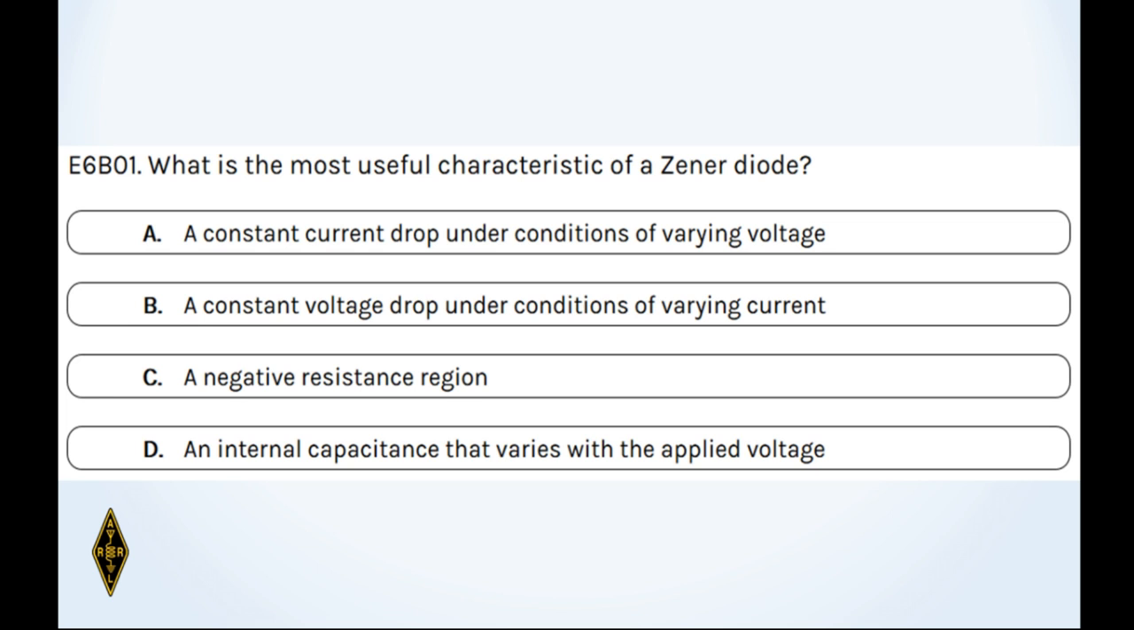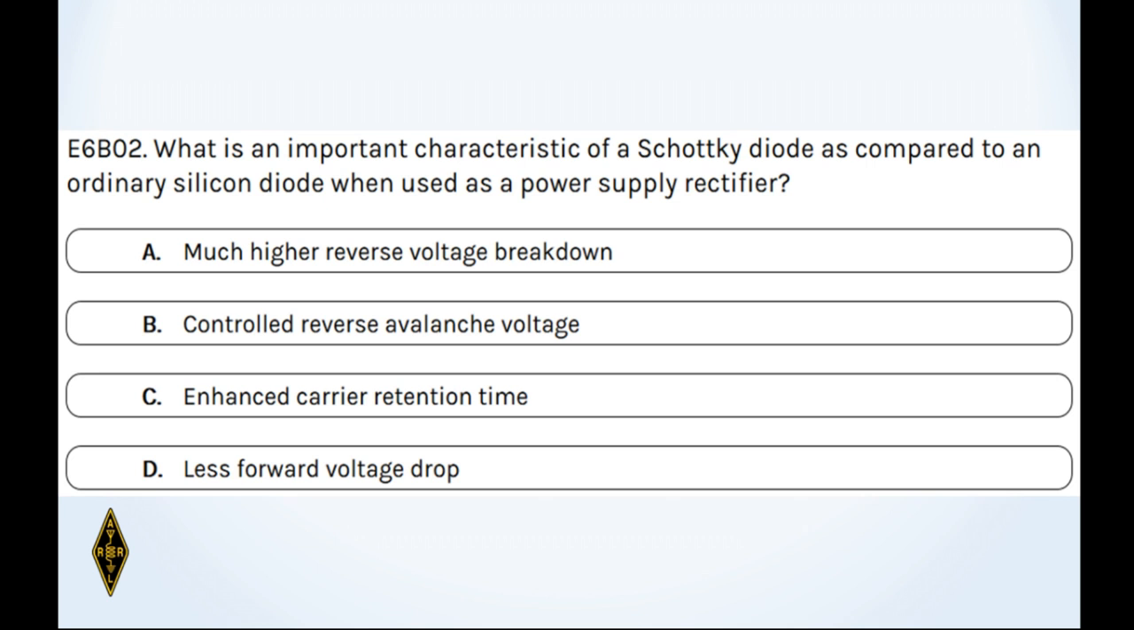And what is the most useful characteristic of a Zener diode? They're used for references, so you want to have them somehow exhibit a constant voltage. So a constant voltage drop under certain conditions of varying current. And what is an important characteristic of a Schottky diode as compared to an ordinary silicon diode when it's used as a power supply rectifier? Remember, silicon diodes have a voltage drop of 0.6 to 0.7. Schottky diodes, 0.2. So less forward voltage drop.